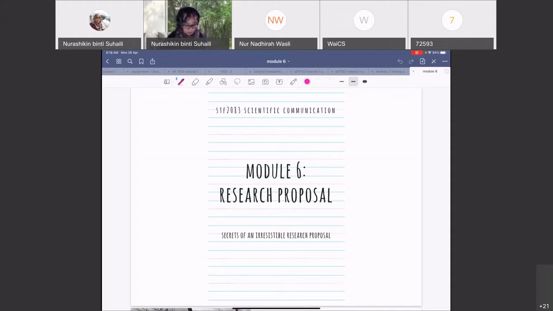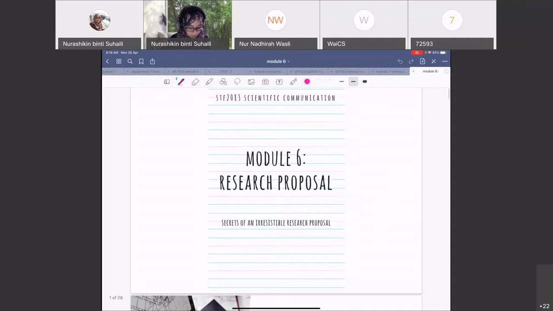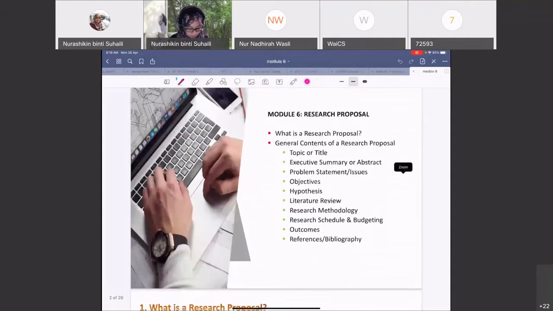Okay, so we resume our lecture today. Last week, what you have gone through is the research proposal, module 6. In module 6, the research proposal is about how to prepare a research proposal. You can relate this to your FYP proposal later. So, just to recap the important points of a research proposal.